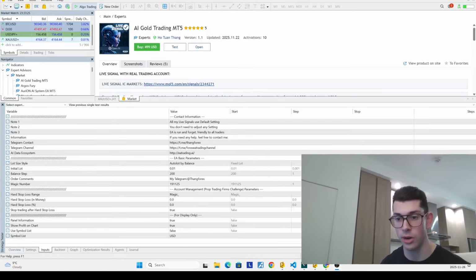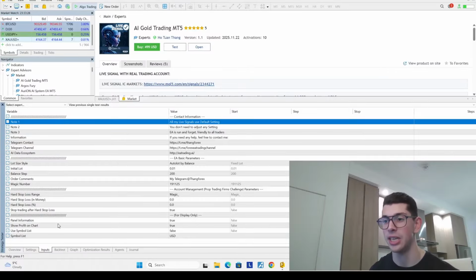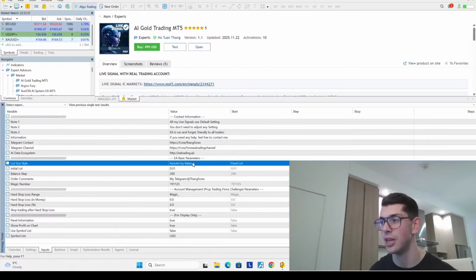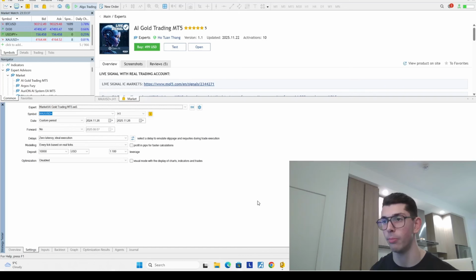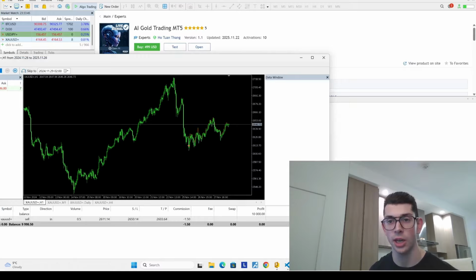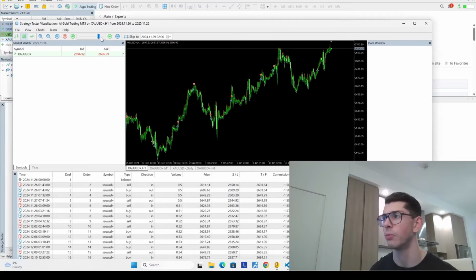Now let's go here to see in the inputs tab if he's allowing for an API key, and information, AI data ecosystem. Yeah, there's no place to actually put in a web request. So that's not a great sign. Let's run a visual backtest finally here. Oh, if I can get my terminal to work. There we go. Yeah, it's just trading breakouts on gold.